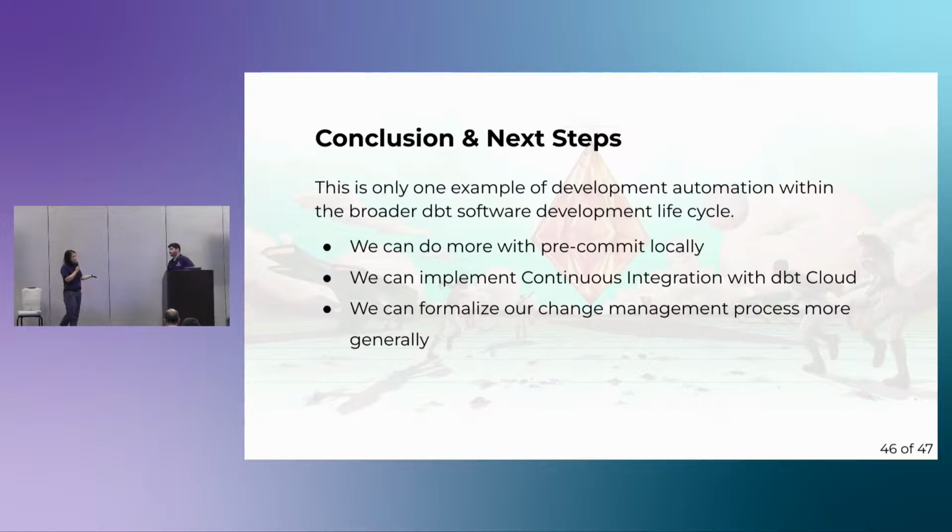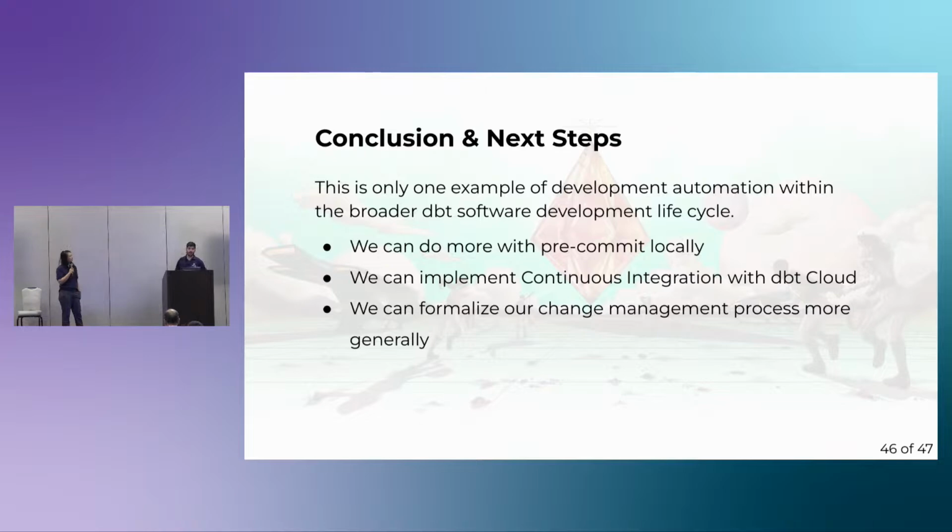So this is only one example of the development automation within the broader dbt software development lifecycle. Just like we said before, there are many types of workflow automations that you could have. The one that we did today was installing pre-commit locally and having it run automatically. But you should definitely have continuous integration enabled on dbt Cloud if you don't have it, because after these changes get pushed to GitHub and the PR is created, you want to be able to test them against the database and make sure everything is running fine.